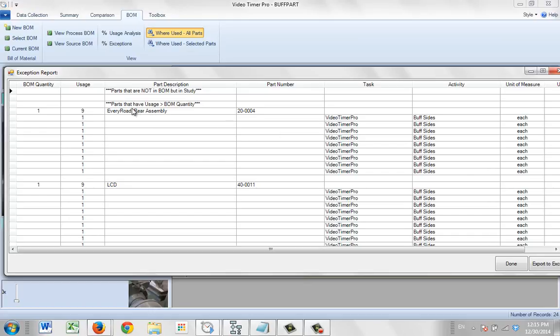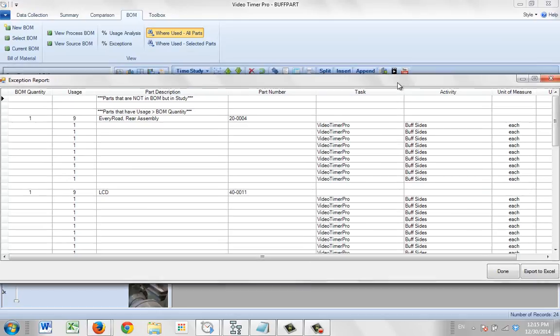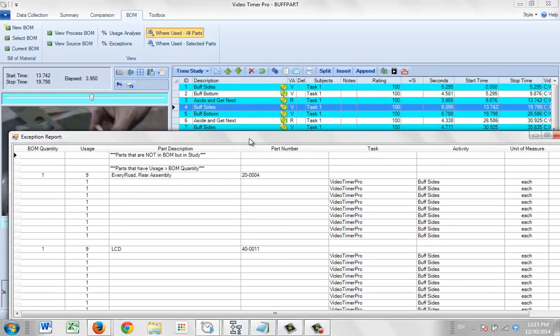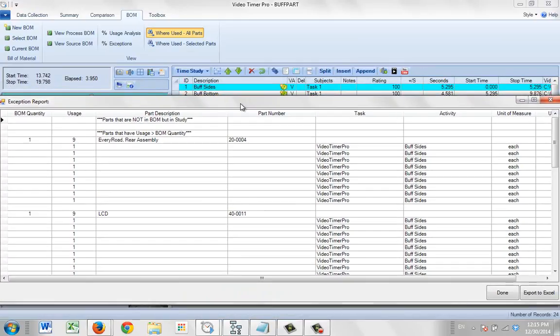Of course, if it was not repetitive, this would be an extremely useful report because it would show you where you may be associating more parts than you actually have available in the bill of material. So again, this is a very good report, but just be careful what you're looking at if you have a repetitive job as opposed to a non-repetitive job.